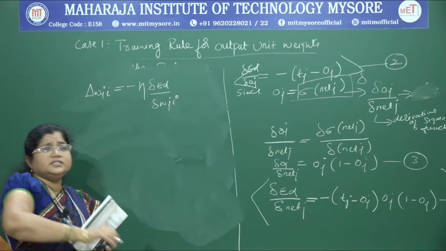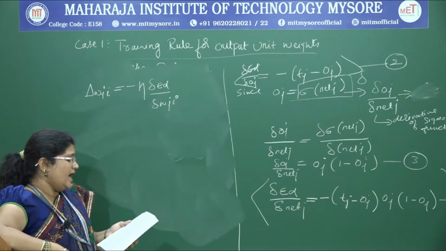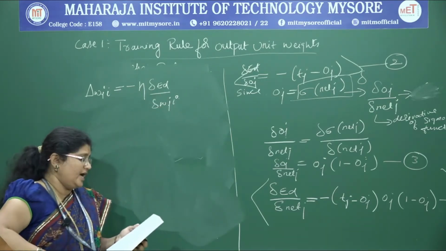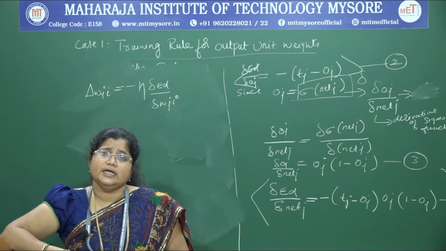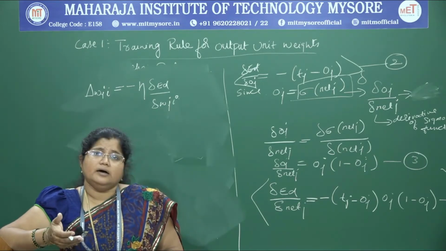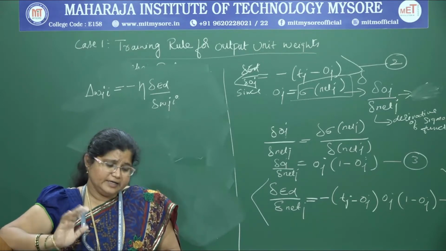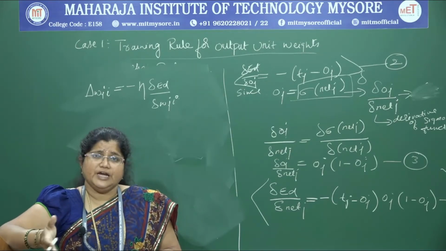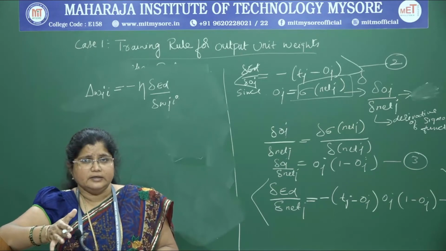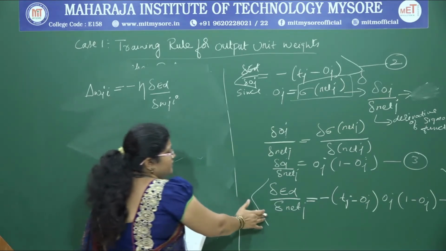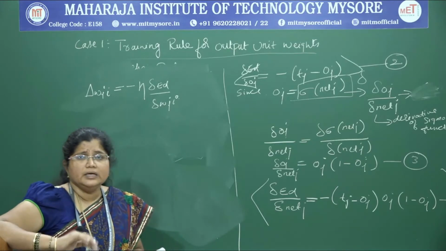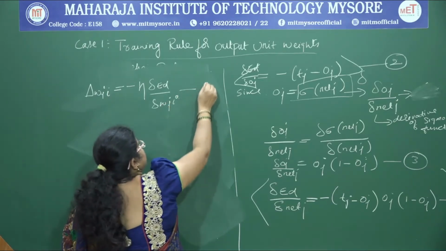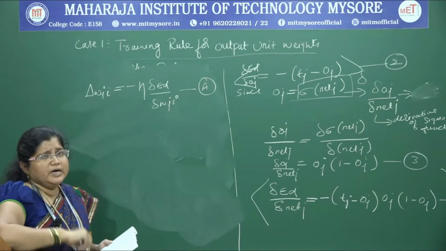Here del Ed by del Wji indicates the error which is found out in the net weight. That means there is a summation of weights, and then we find out the error. So here this fourth equation can be placed, or we can substitute equation number 4 in equation number A. We can consider it as equation number A.